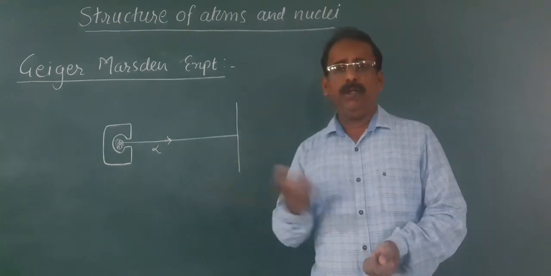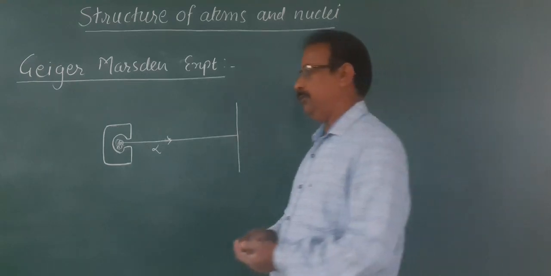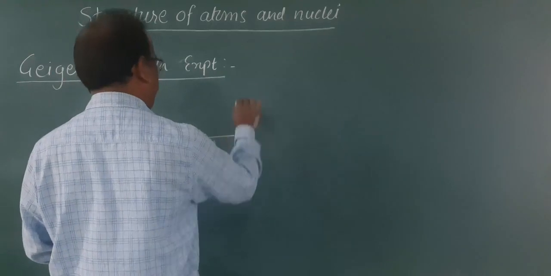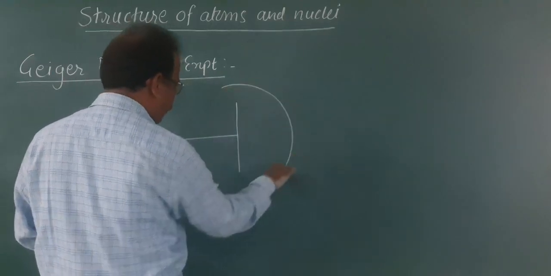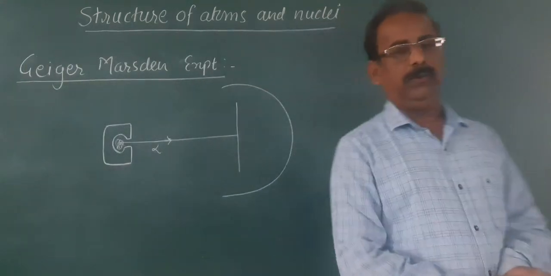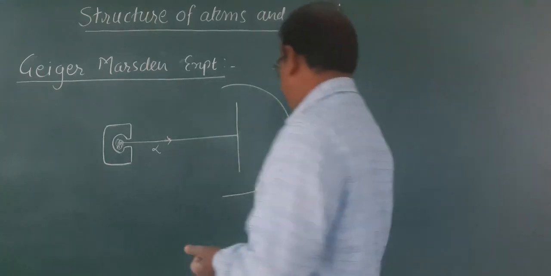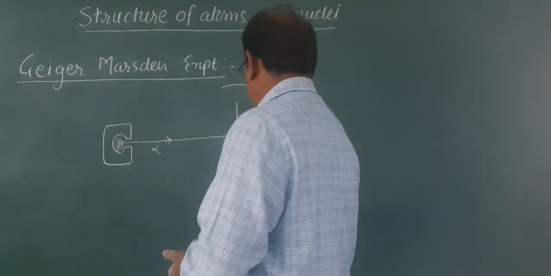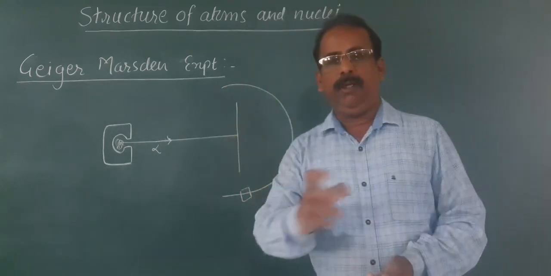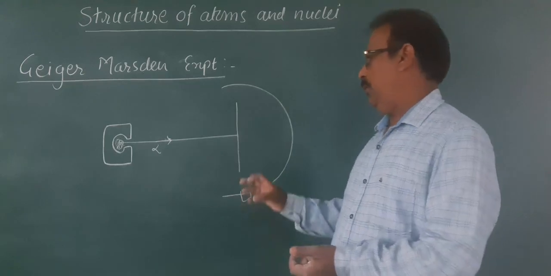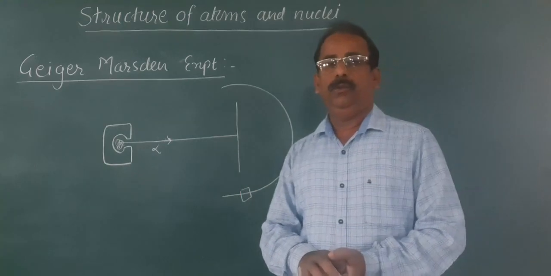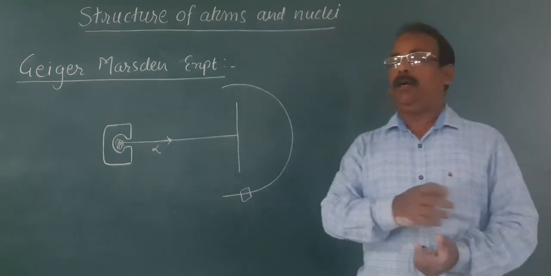What is the observation here? Scattering of alpha particles takes place from this metal foil. With the help of a detector, which is movable on a circular scale around this metal foil, we detect the scattered alpha particles.